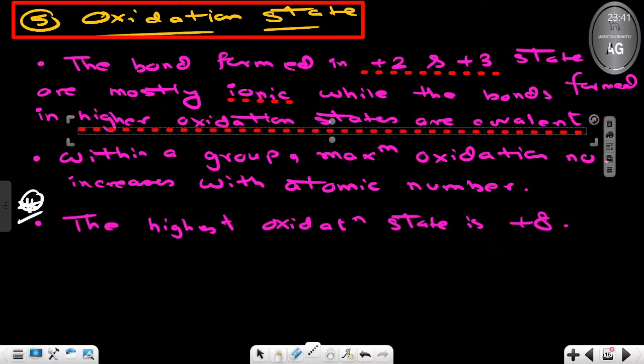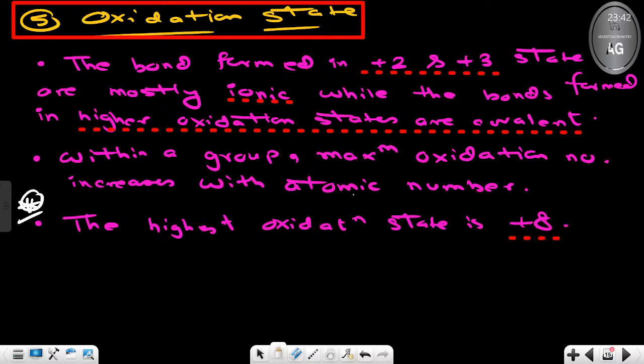Okay. Next, within a group the maximum oxidation state increases with atomic number. It's not an important point, just read. The highest oxidation state is +8. Very important: +8 is the maximum oxidation state that can be shown, and it is shown by ruthenium and osmium. Both can show the +8 oxidation state. This is the highest oxidation state that can be shown by an element. Clear? Just check it out once.